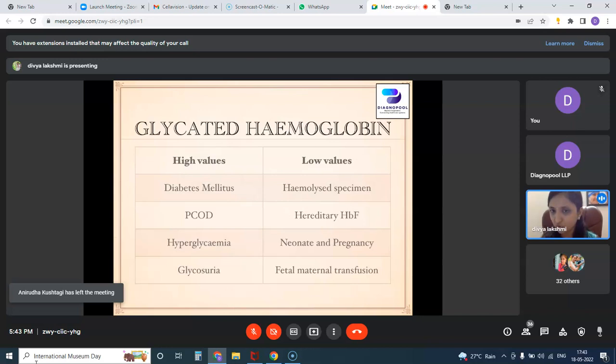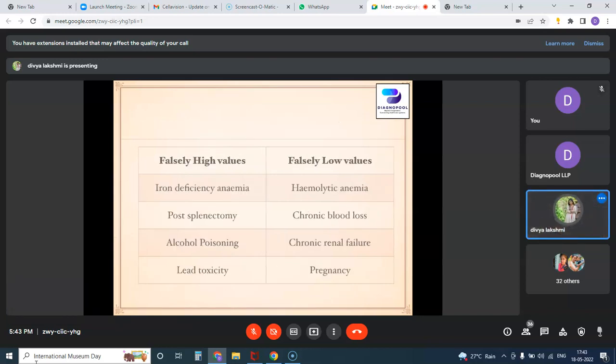In neonates, pregnancies, fetal maternal transfusion can also give wrong values. Hemolytic anemias, chronic blood loss, chronic renal failure. So in these individuals, HbA1c can give wrong values. So we should know these conditions.